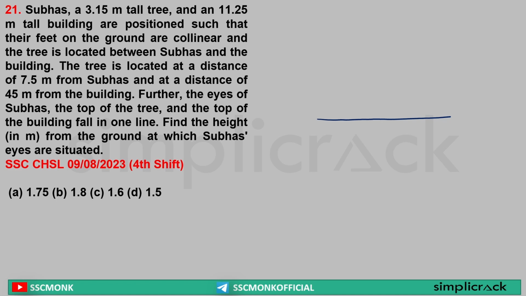Further, the eyes of Subhas, the top of the tree and the top of the building fall in one line. Let's say this is building, this is line of sight, this is tree over here. Clear? Yes or no? Yes. Sir, this distance between Subhas and tree is equal to what? 7.5 meter. Distance between tree and this building is what? 45 meter. Clear? Yes, sir, clear.